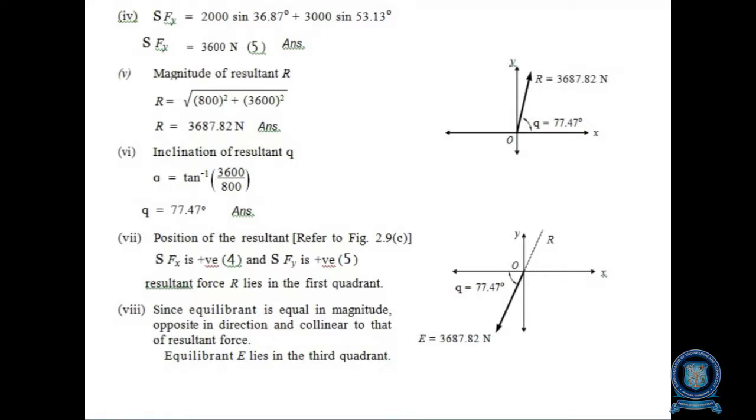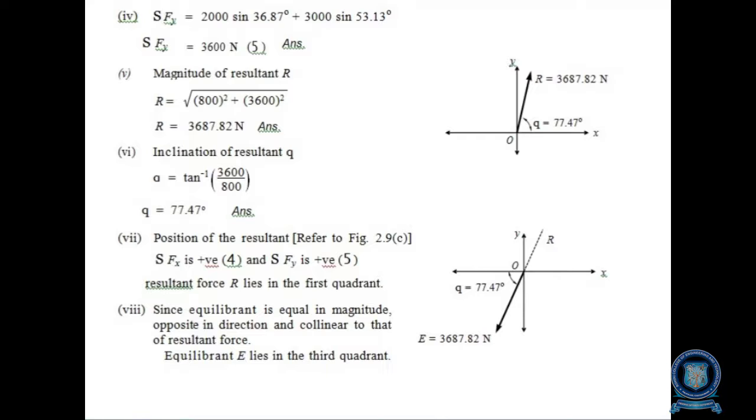In the next step, we find the summation of the vertical components, that is, sigma V. Resolving the forces vertically, we get Sigma Fy, which we can also term sigma V. Both the 2000 and 3000 Newton forces are acting in the first and second quadrants, so they have positive vertical components. So it gives 2000 sin 36.87 plus 3000 sin 53.13. Solving this equation, we get the vertical component summation Sigma Fy equal to 3600 Newtons. That is the answer for sigma V, the summation of vertical components.